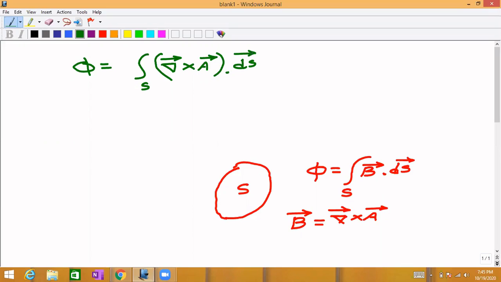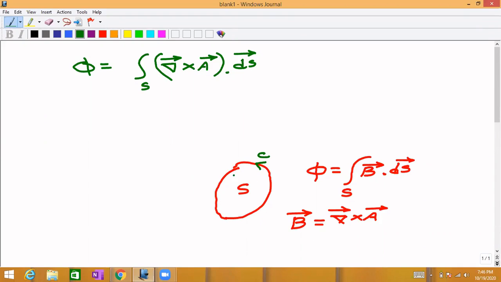Okay. Now we can apply the Stokes theorem. Do you remember the Stokes theorem? According to Stokes theorem, there is a relation between the surface integration and line integration. Suppose the perimeter of this curve is, say, C. Do you know what the perimeter is? The circumference of this loop or the circumference of this curve.